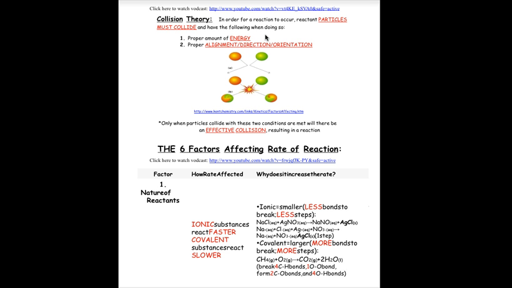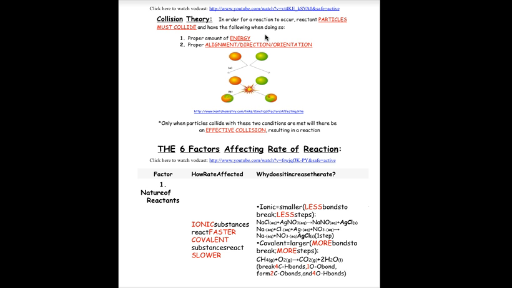So what we're going to be looking at in the next couple of sections is what can we do to increase the number of collisions, because when you increase the number of collisions, you're going to increase the number of effective collisions, meaning you will speed up the reaction. Very rarely in science and in industry do we actually want to slow a reaction down. Most of the time we want to speed that up, and that's what we are going to be looking at.